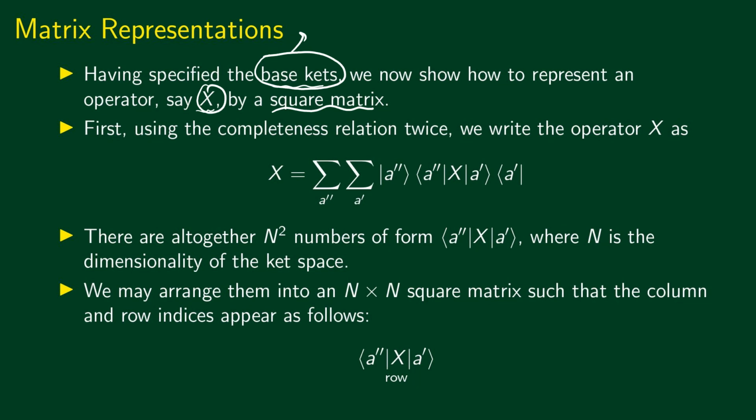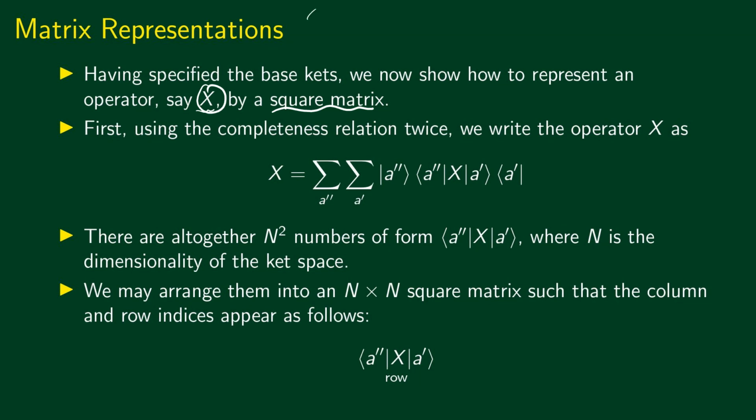So we have the base kets. Once we choose a particular set of eigenkets as the base set, let's say that these are the base vectors, the next question is, how can we represent these objects in this basis? Let's see how we can do this.